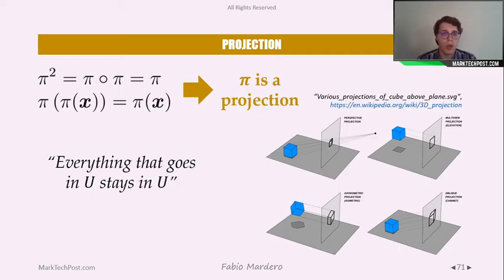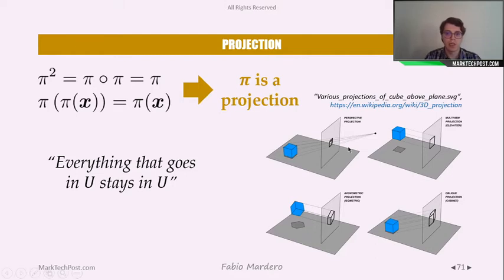But why do we give this definition to a linear map and say that if pi to the power of 2 is equal to pi, then this function is a projection? Well, because the projected vector can't be projected anymore and go elsewhere. So everything that goes in U, in the subspace, should stay in U when we project it again.